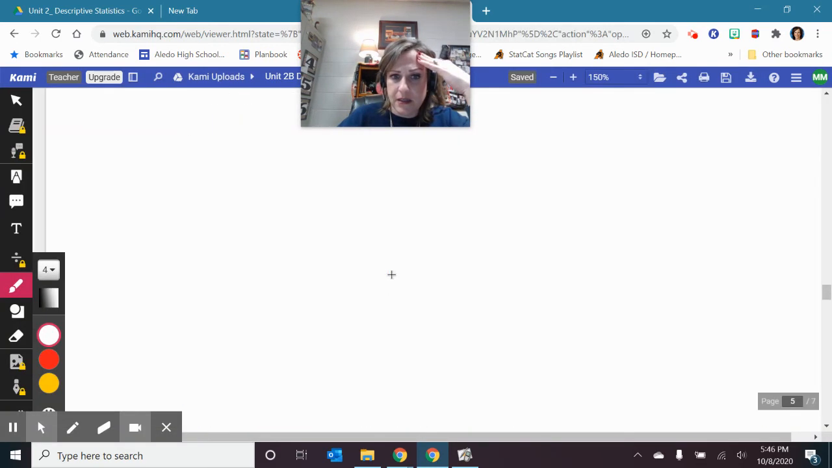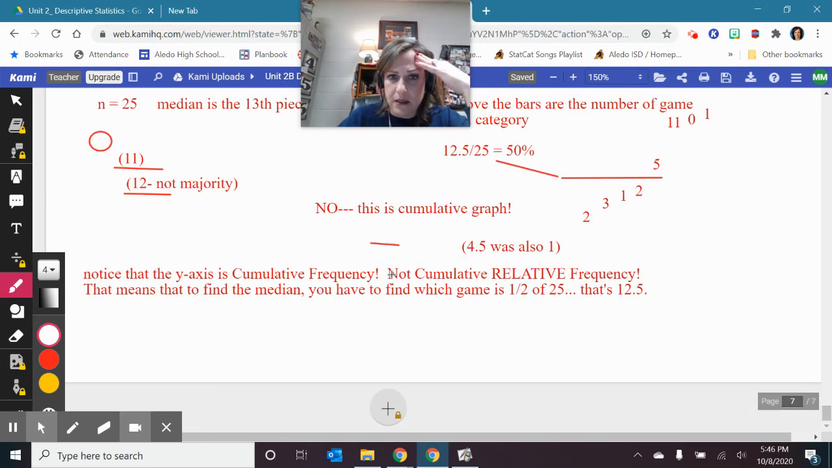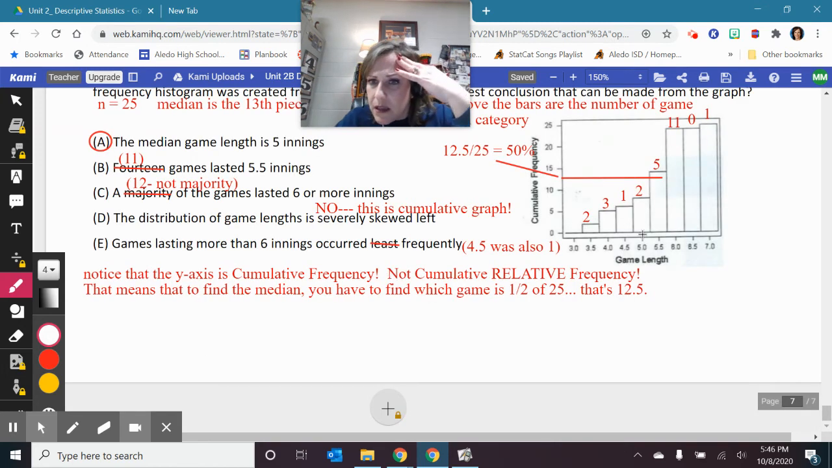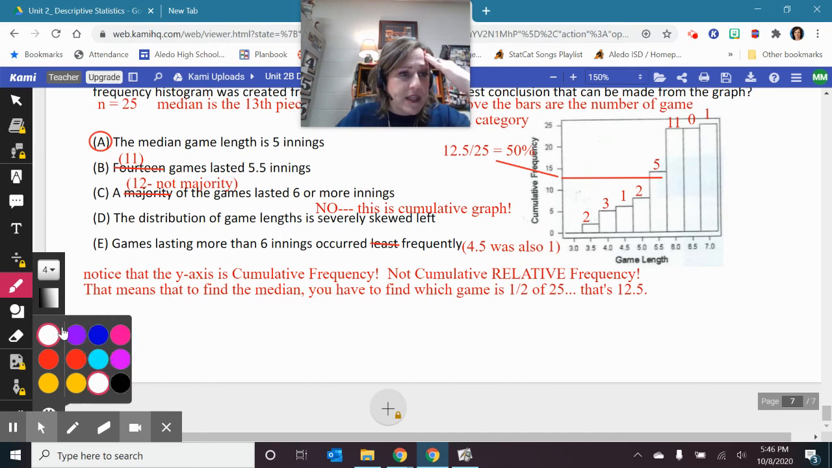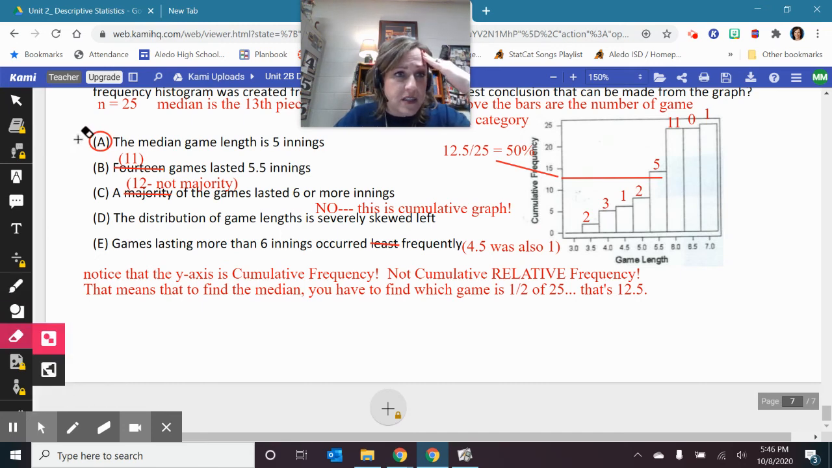Here it is. Let me go to that number 20. Oh, yes, look at there. 5, dang it, that median is not 5 innings long. So that right there is wrong. It is not 5 innings long. It's 5.5. That median falls in here. It's 5.5 innings long. Yikesies.